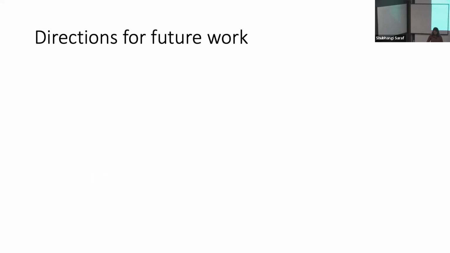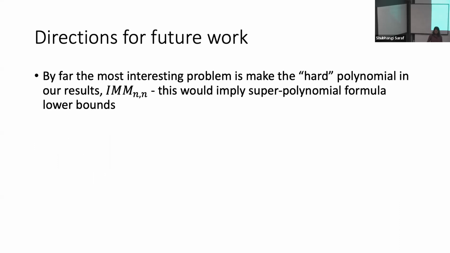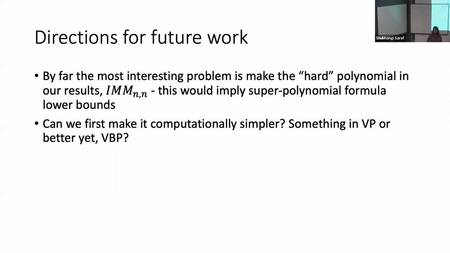Okay, so let me wrap up with interesting directions for future work. The obvious and most interesting question is to work harder and make the hard polynomial the IMM polynomial, because this would imply superpolynomial formula lower bounds in general. I don't know how to do this, but along with Deepanshu, I think we made some progress: we made the hard polynomial simpler. We haven't made it all the way to the IMM, but we've managed to make it a simpler hard polynomial. So yeah, can we do something simpler?